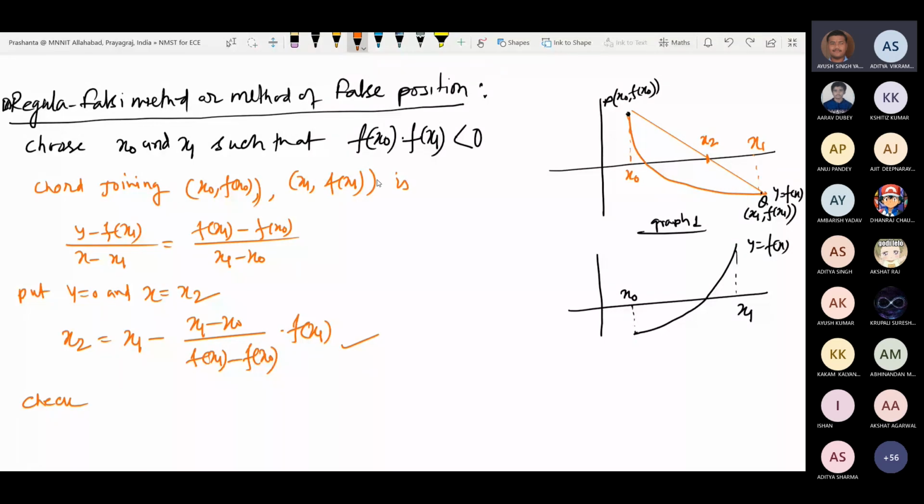Just like the bisection method, you will keep on checking the sign. If the signs of f of x0 and f of x2 are opposite, then the root will be lying between x0 to x2. Is not it? And if f of x2 times f of x1 is less than 0, then the root will be lying in x2 to x1. So after you get x2, you make sure in which sub-interval the root is lying. In the current picture, in which sub-interval the root is lying?